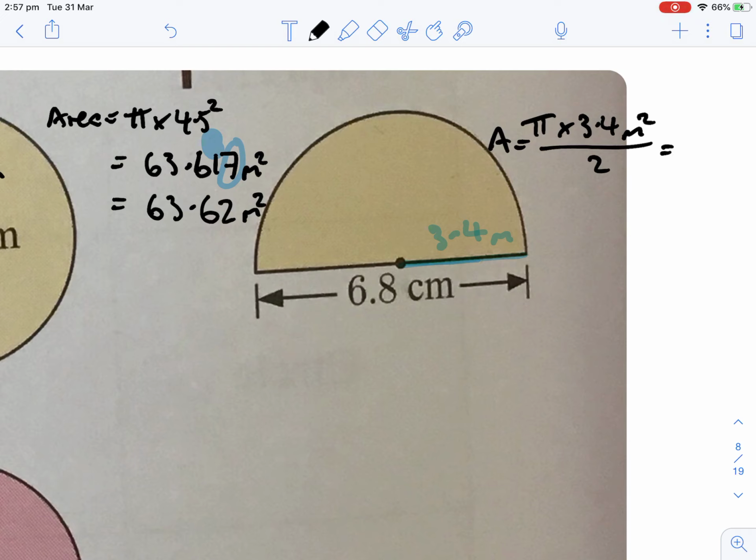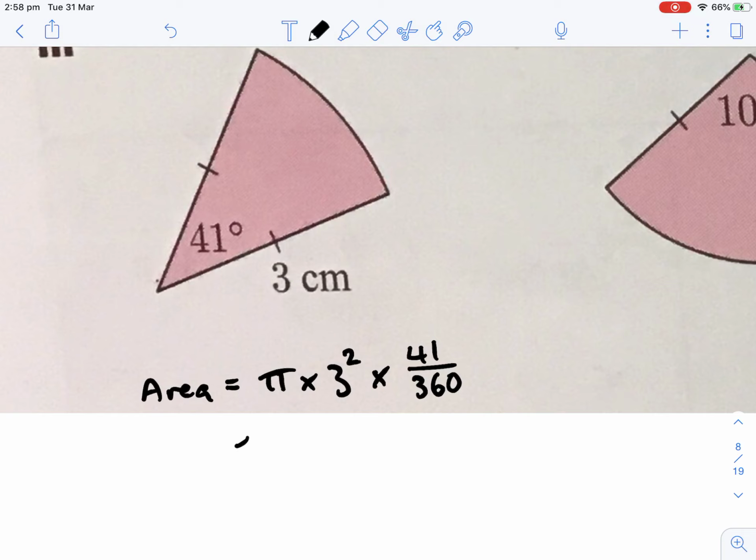Okay. The next one's a wedge. So it's the same sort of process, but now you're going to times your area of the circle by the degrees on 360 to scale it down to what fraction of the circle you have. So here again, area of any circle is equal to pi times your radius squared. So in this case, pi times 3 squared. That would give me the full circle, which I don't have. I've only got a part of the circle. So I then times it by the fraction of the circle I have, which is 41 degrees out of 360 degrees in a full circle.